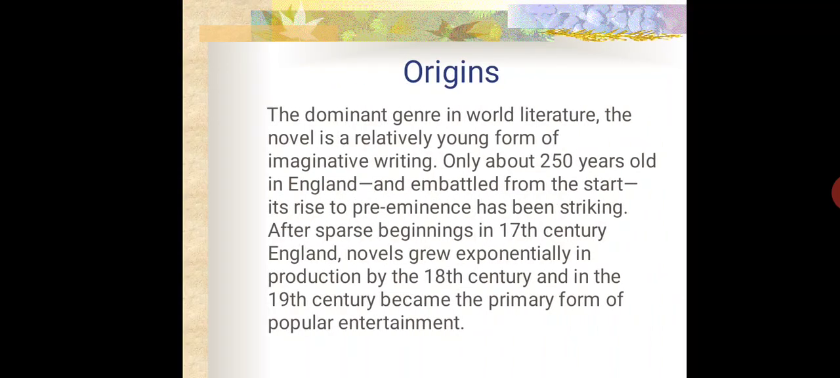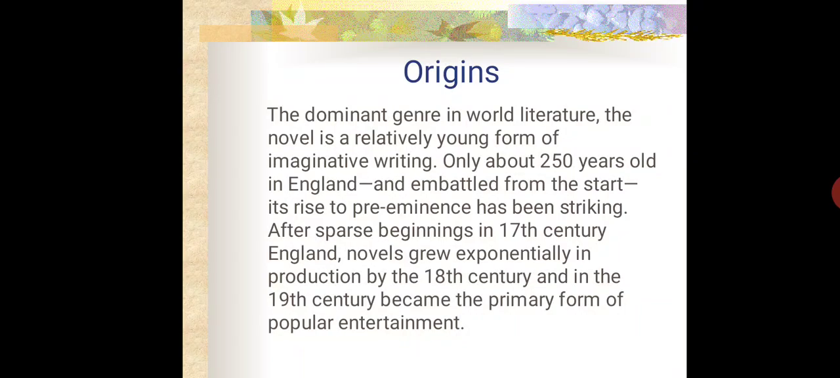Origins. What is the origin and background to the emergence of the novel? Emergence of the type of the novel. Origins. The dominant genre in world literature. The novel is a relatively young form of imaginative writing, only about 250 years old in England, and embattled from the start. Its rise to preeminence has been striking. After sparse beginning in 17th century England, novels grew exponentially in production by the 18th century, and in the 19th century became the primary form of popular entertainment.